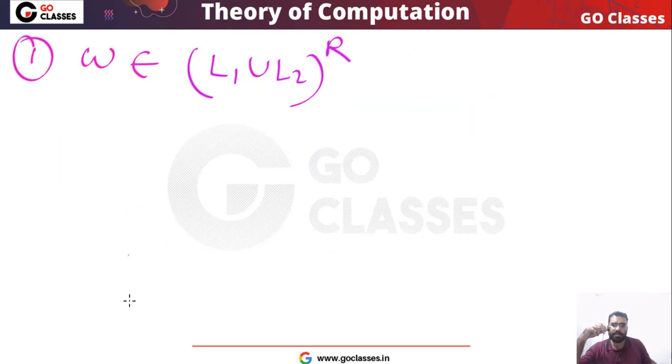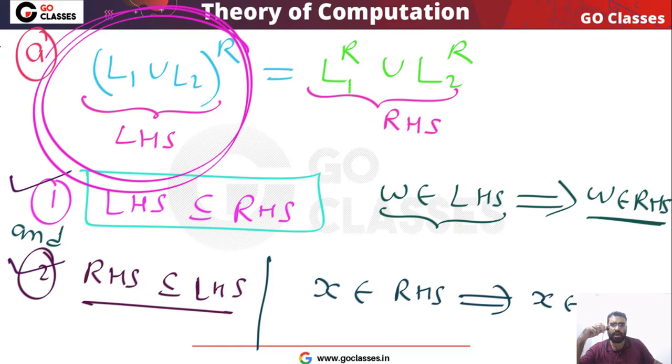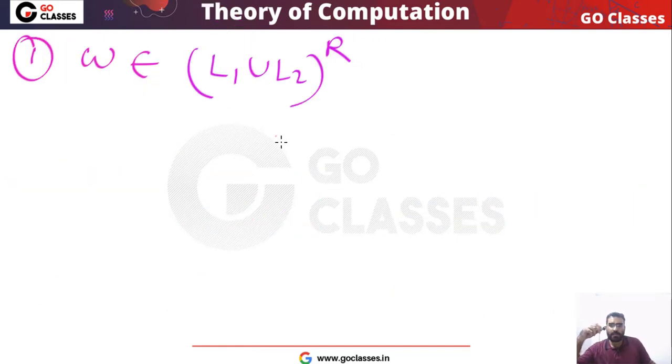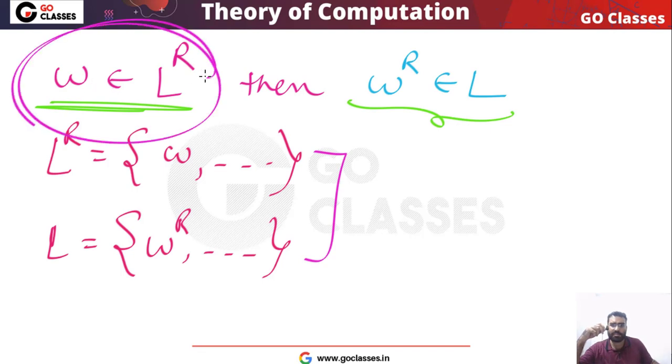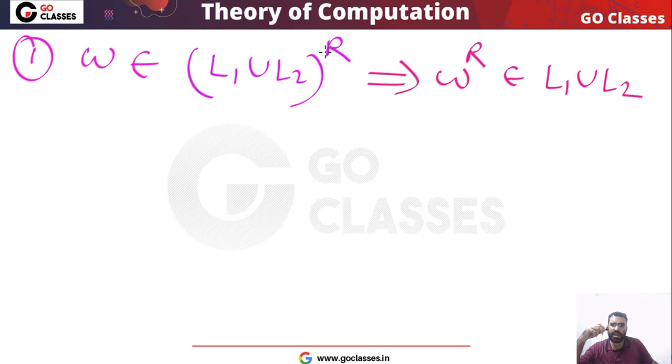Similarly here, I want to prove that LHS is a subset of RHS, that if any string belongs to LHS, then it also belongs to RHS. So let me assume that some string W belongs to this LHS. Then it means W reverse belongs to L1 union L2. Because you know that if W belongs to L reverse, then W reverse will belong to L. So if W belongs to (L1 union L2) reverse, then W reverse will belong to L1 union L2. Now W reverse belongs to L1 union L2.